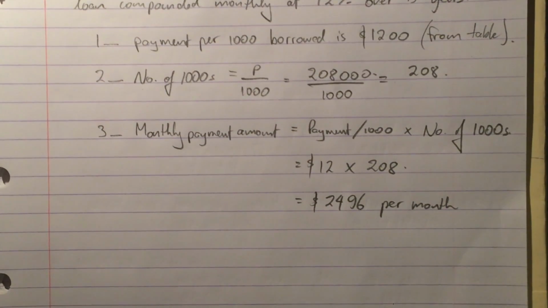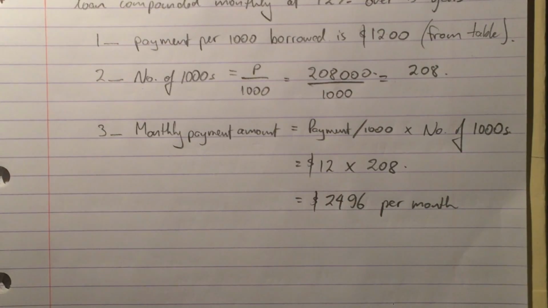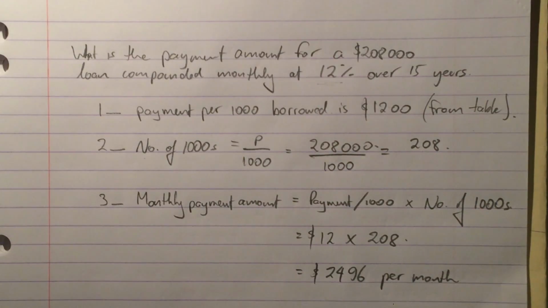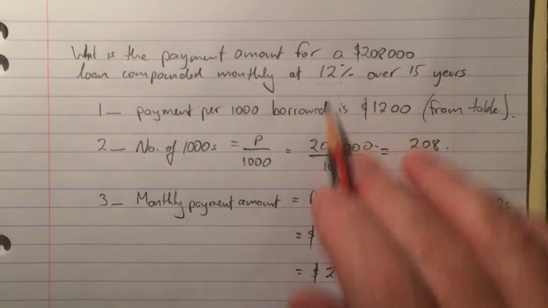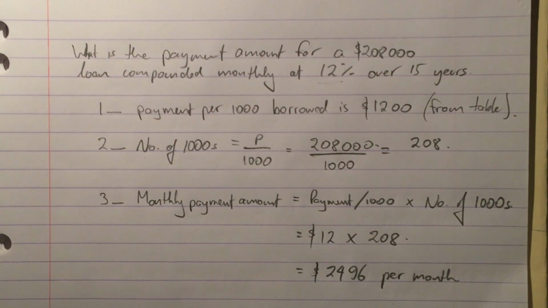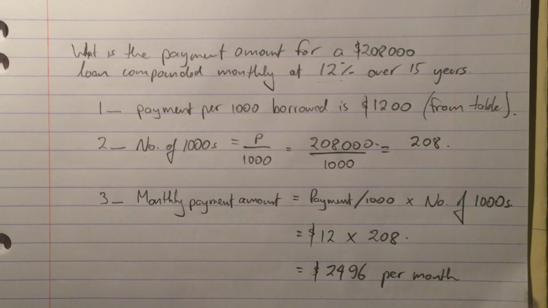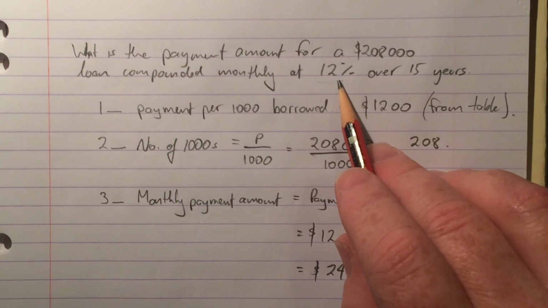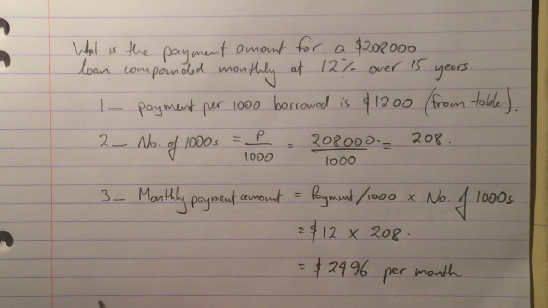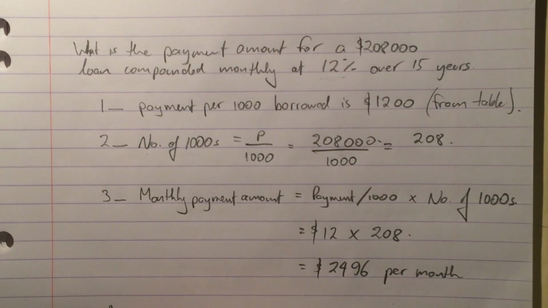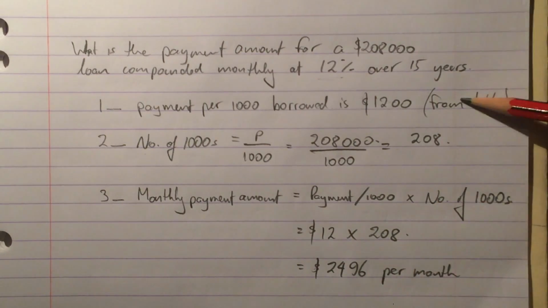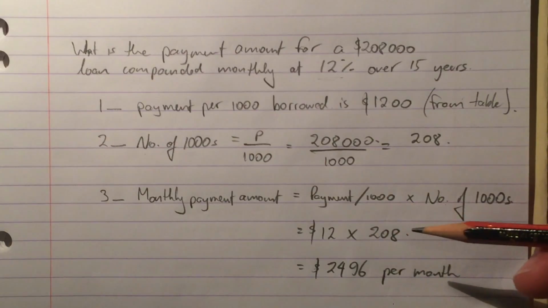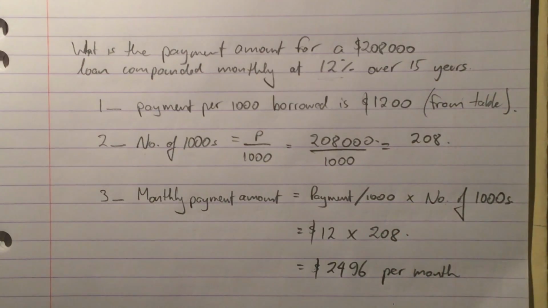The second example that we're going to do is slightly more complicated in that we'll have an interest rate which is not shown on the table. It'll be a fraction or a decimal of an interest rate. So let's do exactly the same problem, except instead of the interest rate being 12%, we'll make it 12.3%. We're going to follow exactly the same steps. It's just that the first step, determining the payment per $1,000 borrowed, is going to be slightly more complicated.